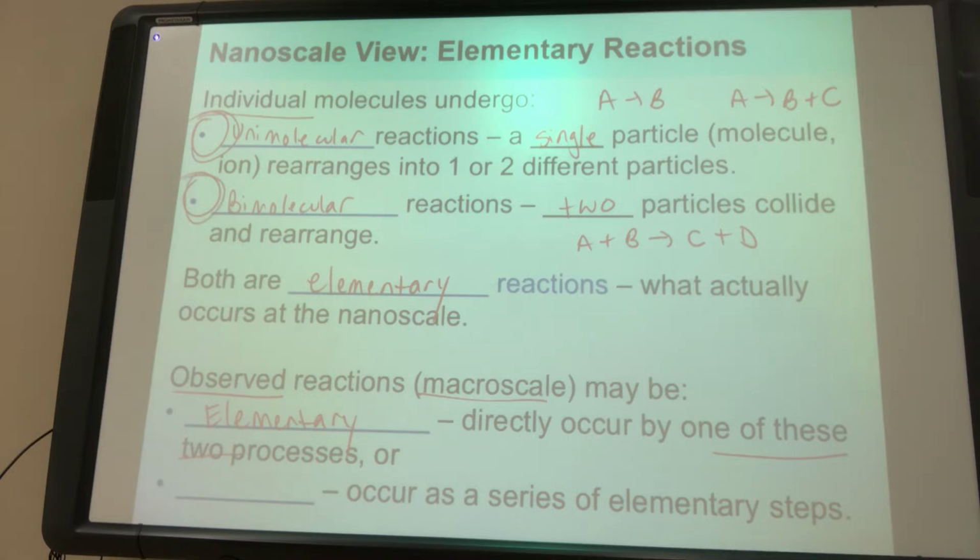And that's how you've been thinking about reactions so far. This plus this reacts and makes this in one fell swoop. But you need to expand your thought and start thinking about how some reactions, when they go from your reactants to products, don't just happen in one step, but in a series of steps. And this is called a complex reaction. So far all you've been thinking about have been these elementary reactions, but now we're going to expand to include complex reactions.